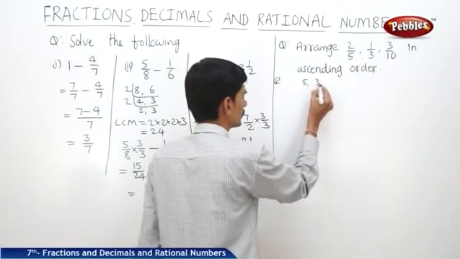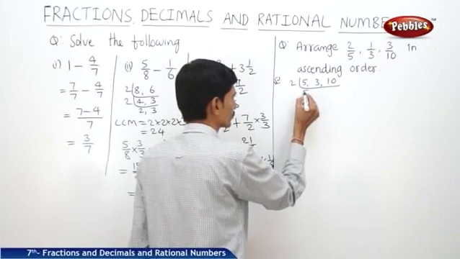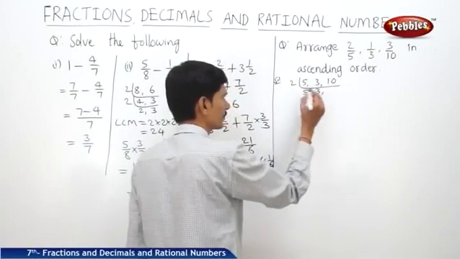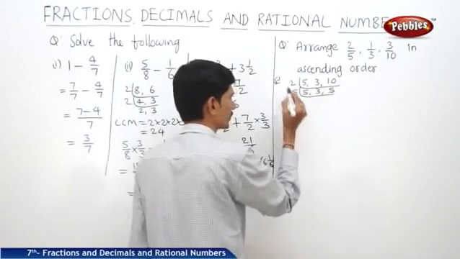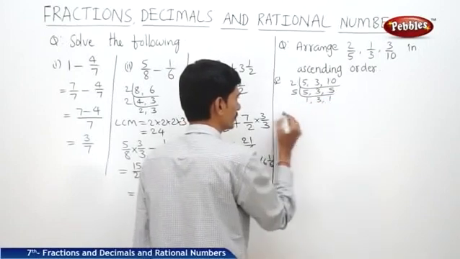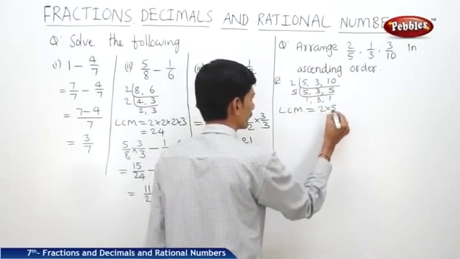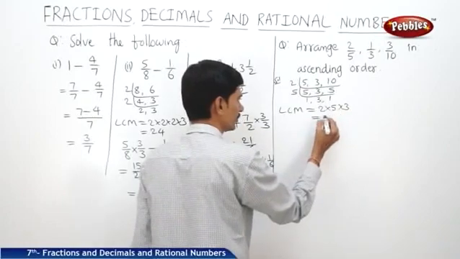So 5, 3, 10. Now we can take the 2 table. So 5 is not divisible by 2 and 3 is also not divisible by 2, then 2 5s are 10. Then again we can take the 5 table, 3 is not divisible and 5 ones are 5. Now LCM of the denominators equals 2 into 5 into 3. So this equals 2 5s are 10, 10 3s are 30.